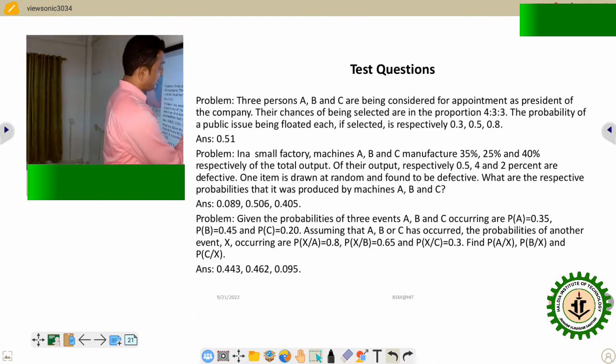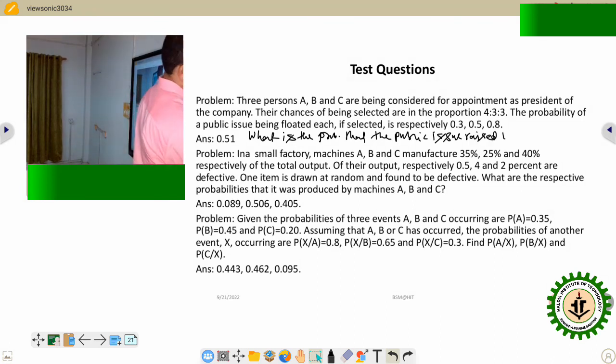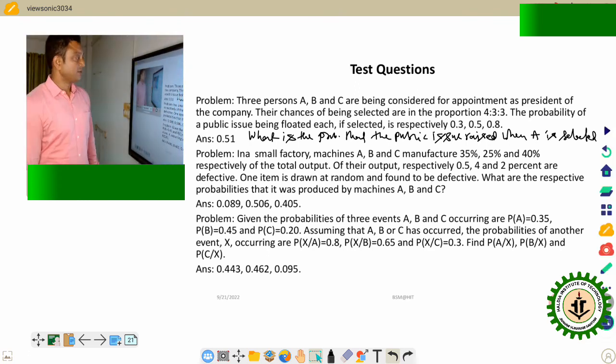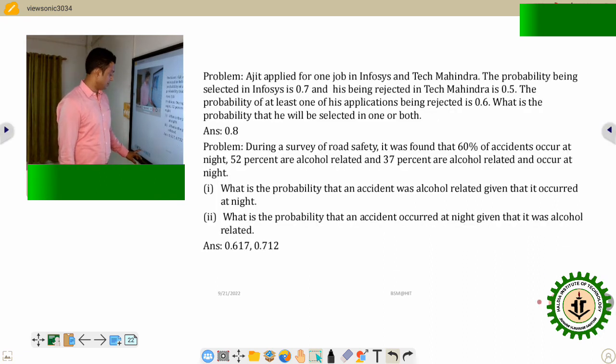Let me write the question. What is the probability that the public issue is raised when A is selected? This is the question. So first of all, A, B, C are the three persons. Their selection is in the proportion 4:3:3.